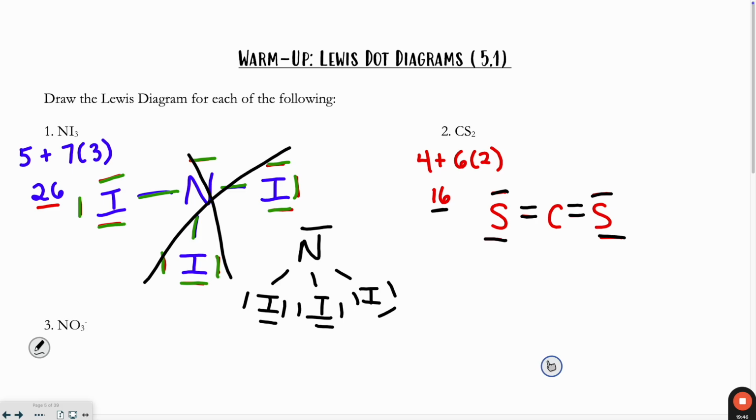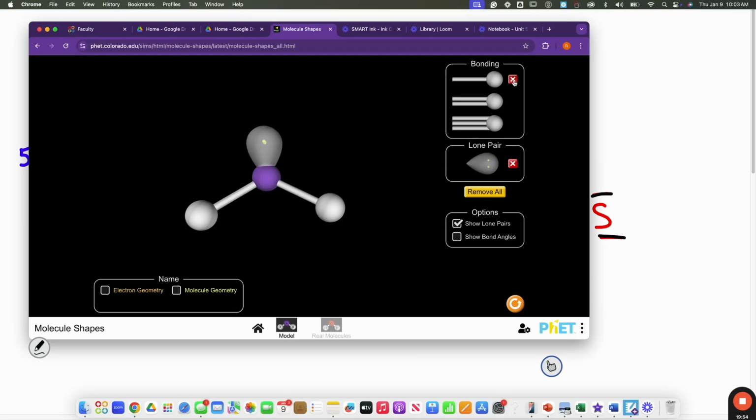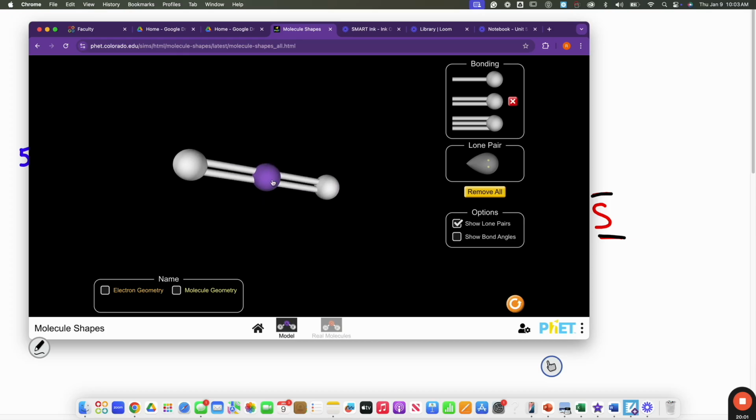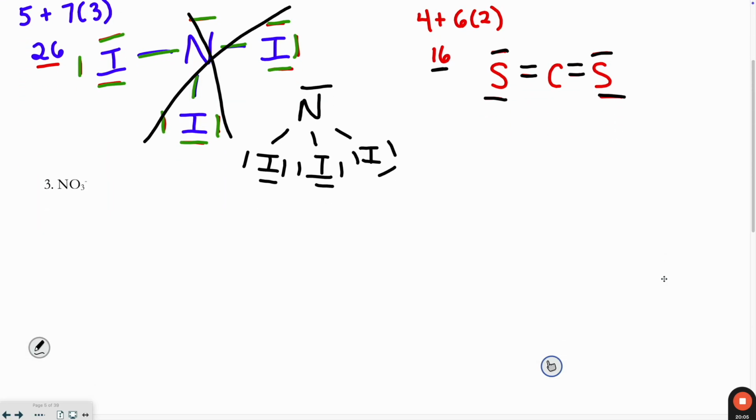Okay. How many electrons am I using? 2, 4, 6, 8, 10, 12, 14, 16. I'm good. Now let's check to see how this should look. I've got 2 double bonds, 1, 2, and it looks like a very nice little line right there. Look at that. And that's exactly how I made it in my drawing. So that works great. All right, NO3 minus.